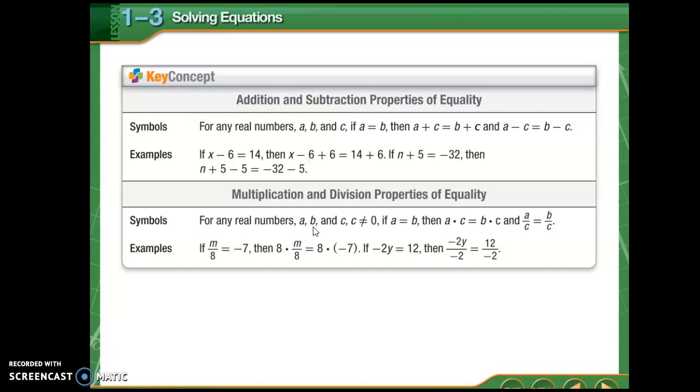Same thing with multiplication. If a equals b, and you multiply a by c, you will also get the same product when you multiply b by c. Or dividing a and b by the same number c, provided c is not equal to 0, you will get the same result. So those are the 4 properties.